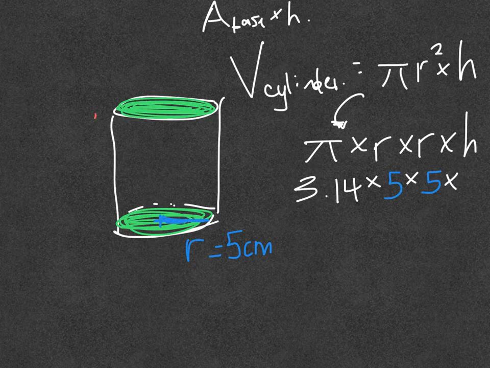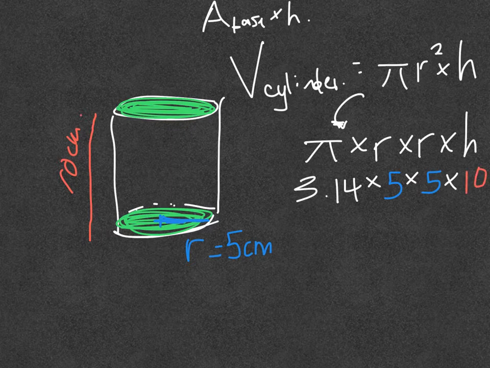Let's say that the height here is 10 centimeters. So my little can is 10 centimeters tall, and we're going to say this is times 10. Now what we want to do is calculate all this out. I could do this in any order, because I'm multiplying, multiplying, and multiplying. So I'm going to do some mental math before I calculate.